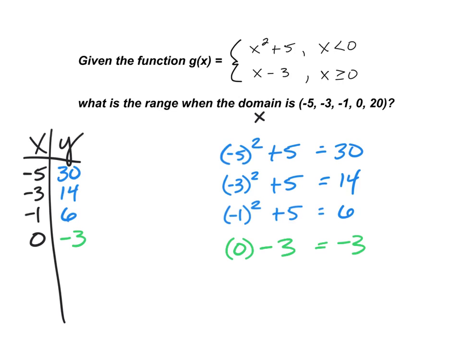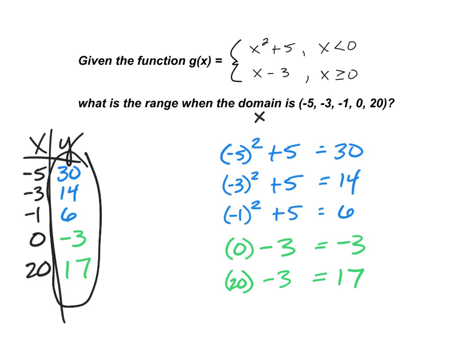And my last example there for the domain is 20. Let's think about which function to use. 20 is a value greater than or equal to 0, so that tells me to use this particular equation or function, which is x minus 3, and our x value, our member of the domain, is 20. 20 minus 3 is 17. Finishing out with 17 as the last member of the range. So my range here is 30, 14, 6, -3, and 17.